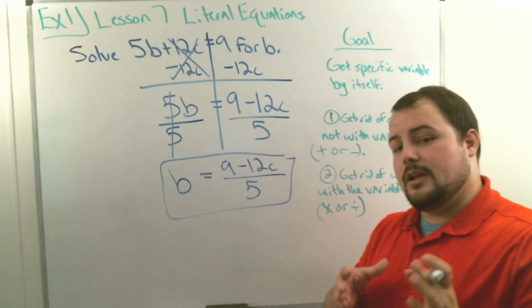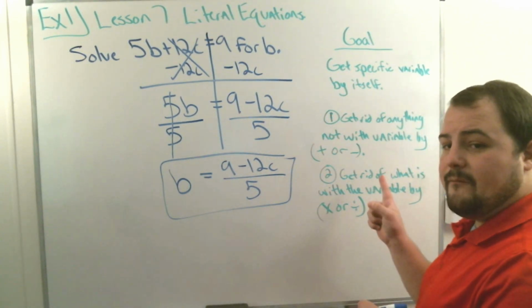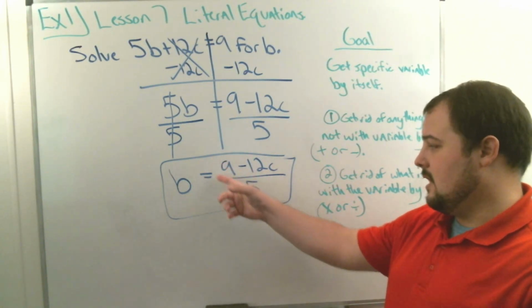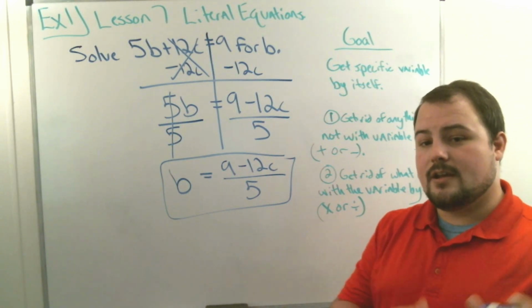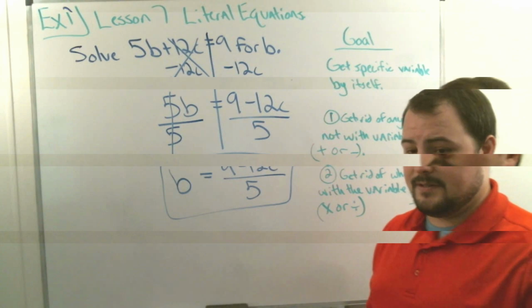Our only goal in literal equations is to get our specific variable alone. And we do that by following these steps here. That's what we did. We have our variable alone, and everything else is on the other side. That's what we're going to be doing in this lesson. Let's start some examples and see what happens.